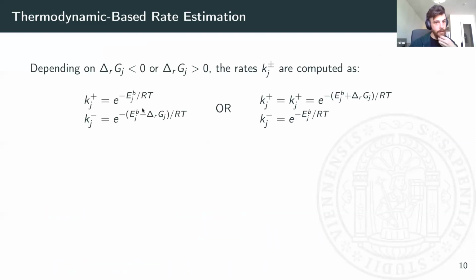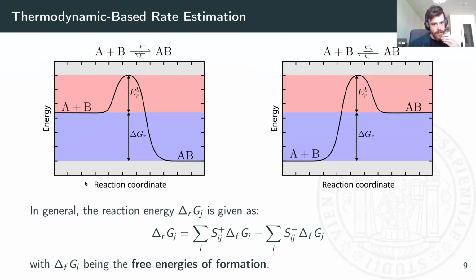Depending on your delta G, so whether it's exergonic or endergonic, you can then compute the reaction rates either as e to the minus the energy barrier over RT for the forward rate, or the energy barrier minus this energy difference over RT for the backward rate, or vice versa if it's endergonic. So basically, you just have to get the hill that you have to overcome in order for this reaction to run.